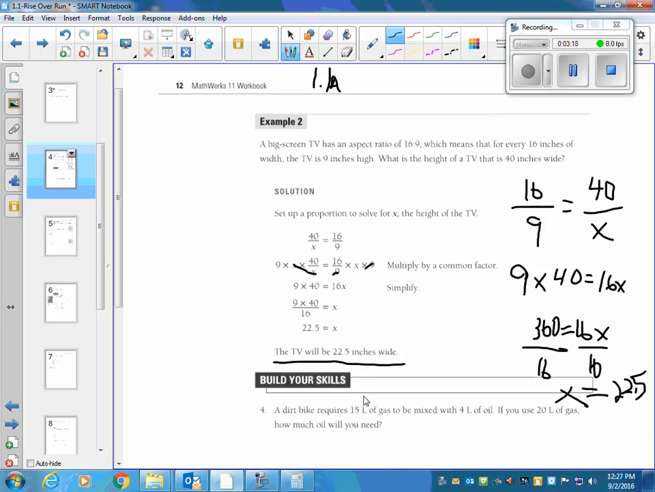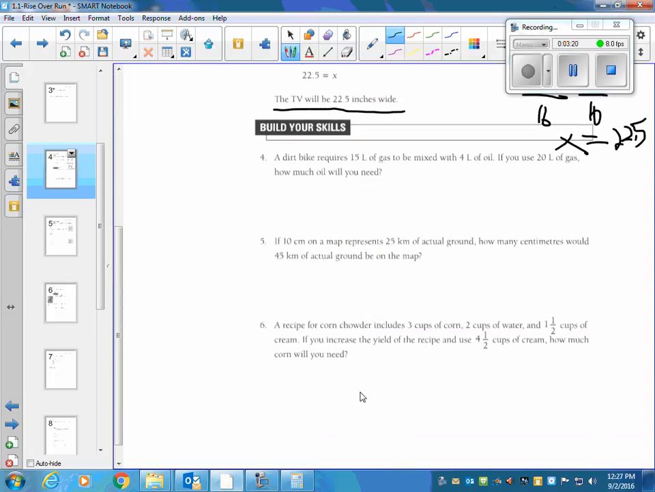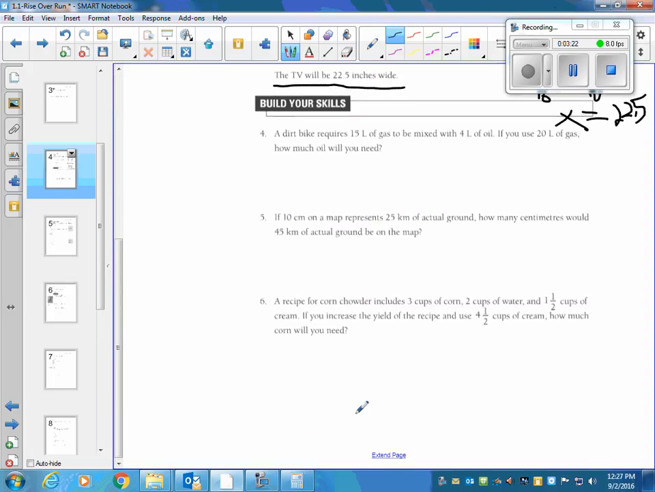So good luck. Try your build your skills. I'm going to guess there's going to be a few line equals lines you're going to have to set up. With fractions, like when you look at 4.5 cups in here, you might want to try and just change it into a decimal. That would work. Or a mixed fraction. All right, good luck.